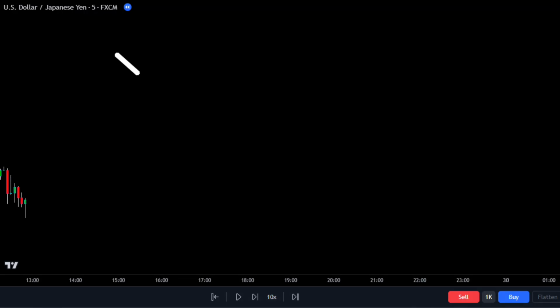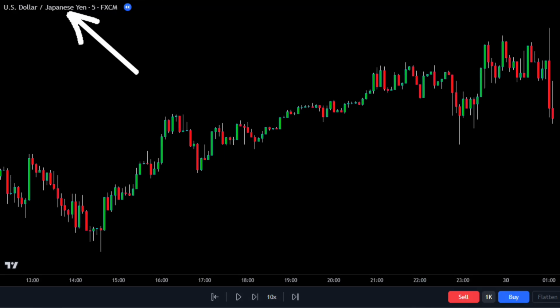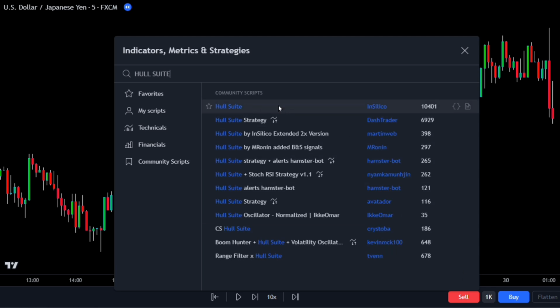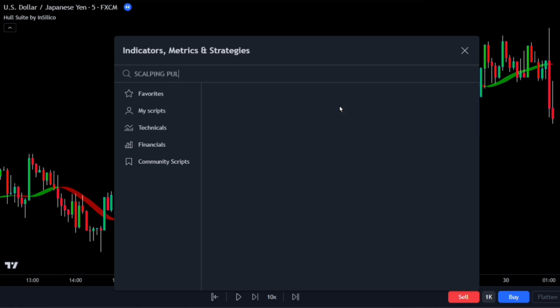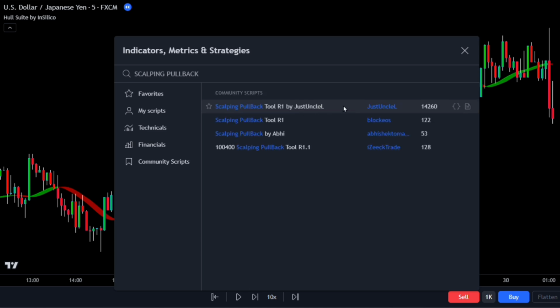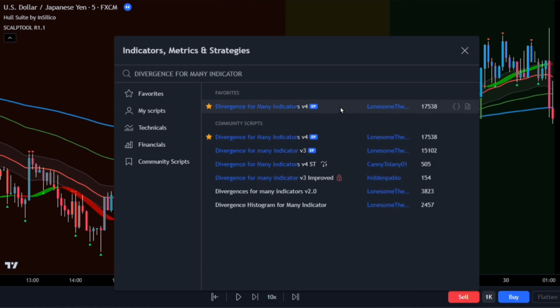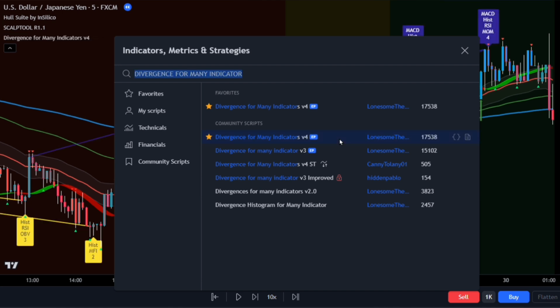Okay guys, let's take a look at the USD-JPY pair on a 5-minute chart and add some indicators to help us understand what's going on. We'll start by adding the Whole Suite indicator by Bull in Silico as our first indicator. This indicator will give us some valuable insights. Then, for the second indicator, we'll use the Scalping Pullback tool by Justunkelel. Next up, we need a third indicator to look for divergences among multiple indicators. Make sure you pick the V4 version, not V3, because they both look quite similar. Just be cautious while choosing it.